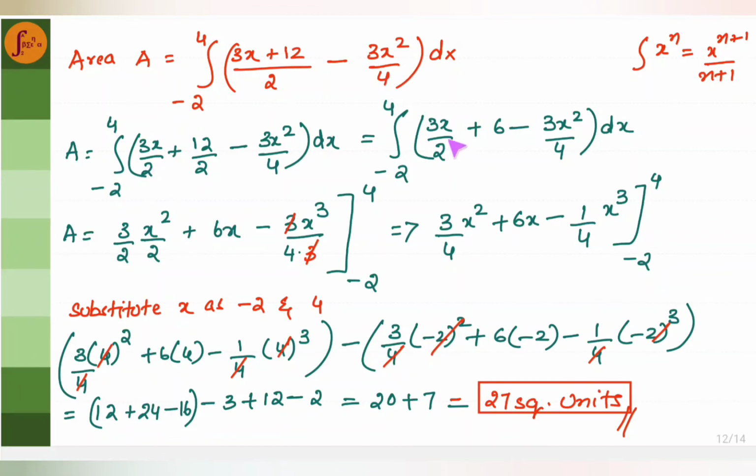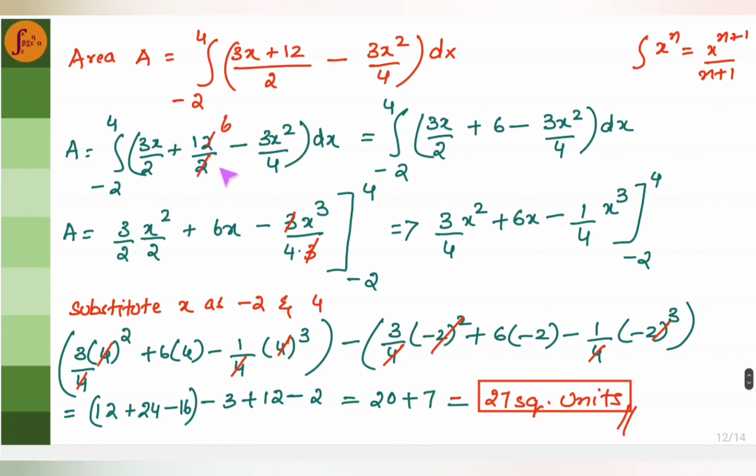Now we'll integrate one by one. So we're going to get 3x by 2 plus 6, right? We're going to get plus 6 and then minus 3x square by 4. Now, so we'll put 3 by 2 outside. We have x. What is integral of x? Integral of x is, we'll have to use this formula. Integral of x to the power n is x to the power n plus 1 by n plus 1. So integral of x is x square by 2, right? Then plus 6x, because integral of constant is x. Here we have 6, so it's going to become 6x minus 3x square is 3x cube by 3.